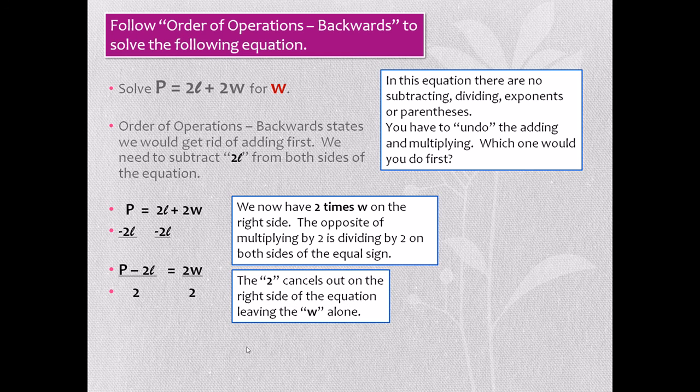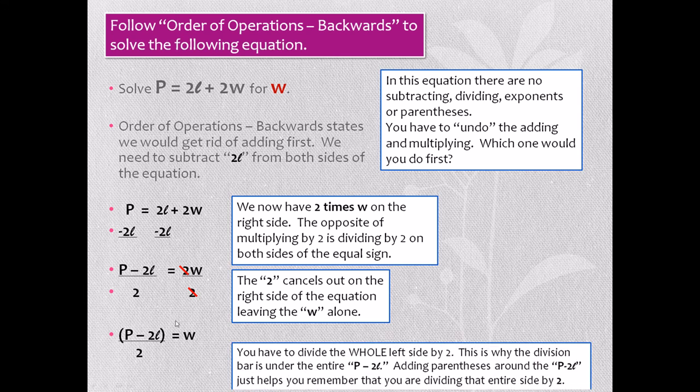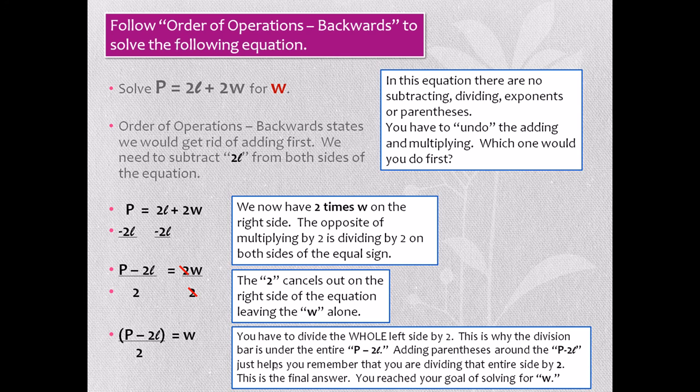All right. The 2 cancels out on the right side. See, 2 divided by 2 leaves me the W alone. And I am left with P take away 2L divided by 2 equals W. Now, I want to make sure you understand that you have to divide the entire left side here by 2. That's why this division bar is under the whole thing. I just can't go, hey, just divide this part by 2.